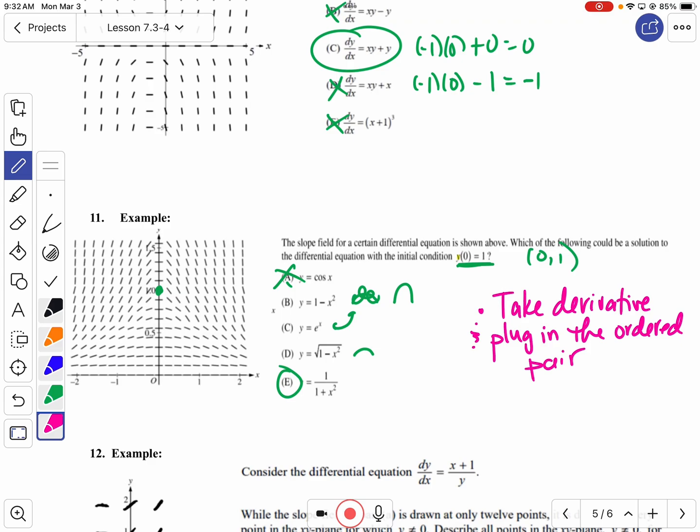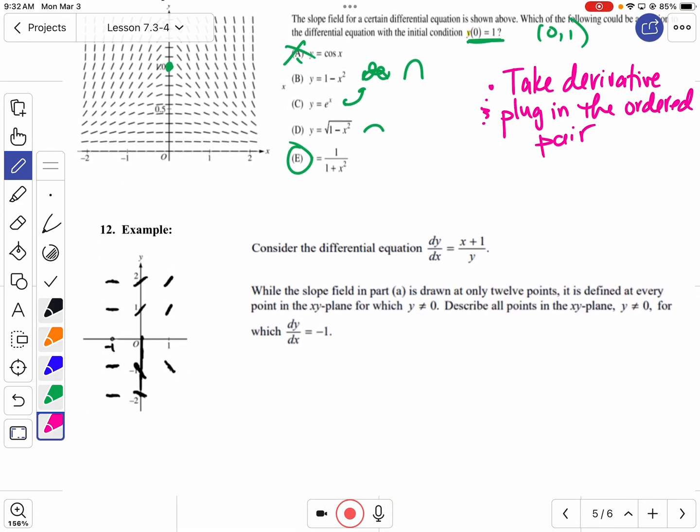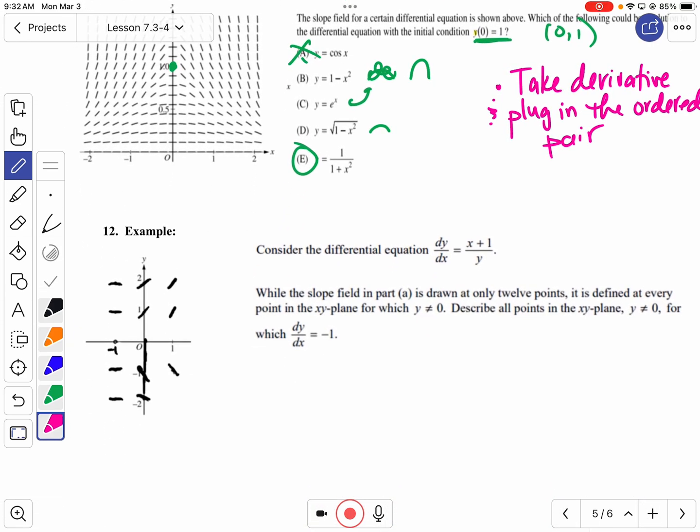All right, last one. It says, consider the differential equation x plus 1 over y. So they drew it out in certain points. While the slope field in part A is drawn at only 12 points, it's defined for every point in the xy plane for which y does not equal 0. Describe all the points in the xy plane, y not equal to 0, for which the derivative is equal to -1. So where is this derivative equal to -1?